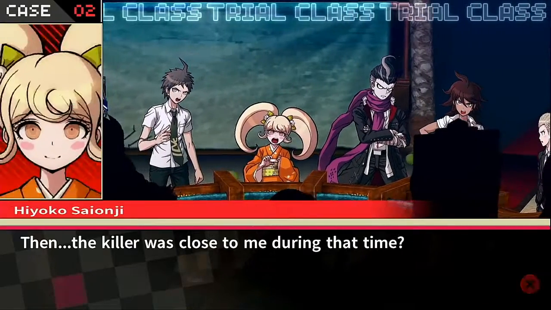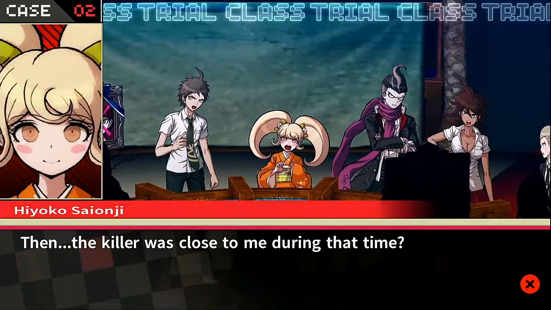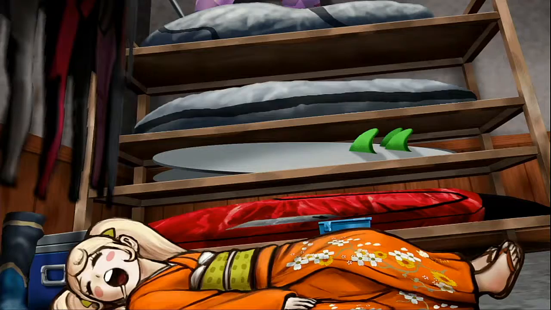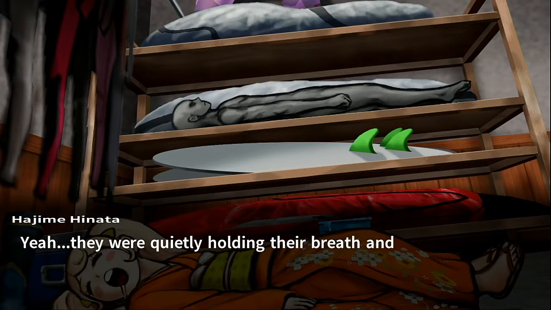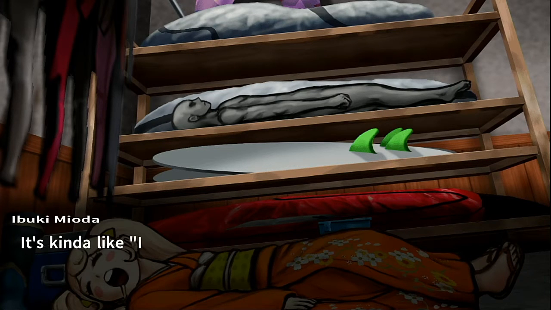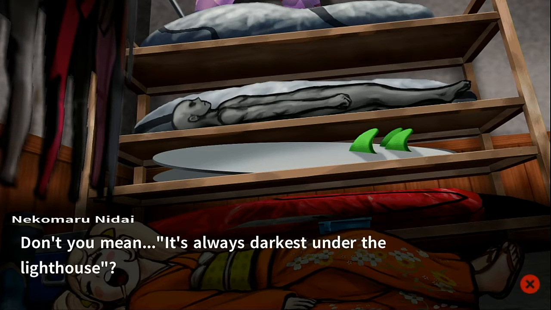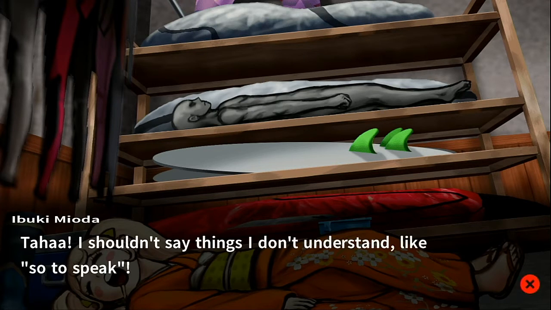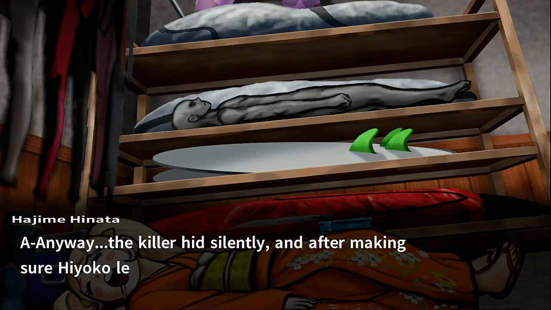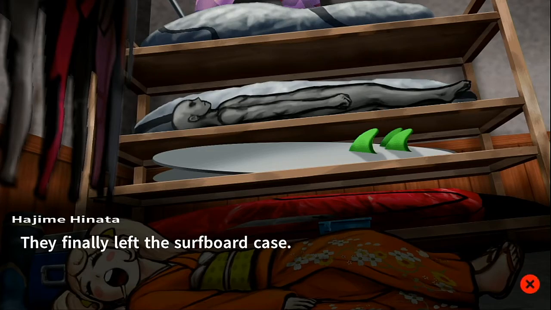Then, the killer was close to me during that time? Yeah, they were quietly holding their breath and hiding very close to you. It's kinda like in for a penny, in for a pound, so to speak. Don't you mean it's always darkest under the lighthouse? I shouldn't say things I don't understand, like, so to speak. Anyway, the killer hid silently, and after making sure Hyoko left, they finally left the surfboard case.